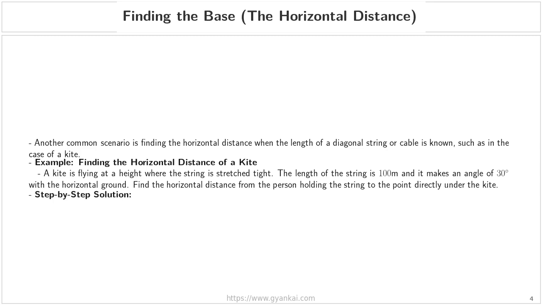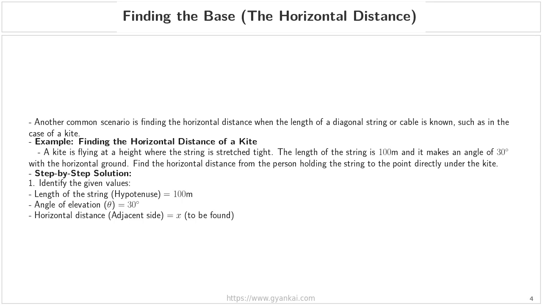Let's walk through the solution step by step. First, we must identify our known values. The length of the string represents our hypotenuse, which is 100 meters. The angle of elevation, which we call theta, is 30 degrees. The value we are trying to find is the horizontal distance, which we will label as x in our triangle. This x represents the adjacent side.